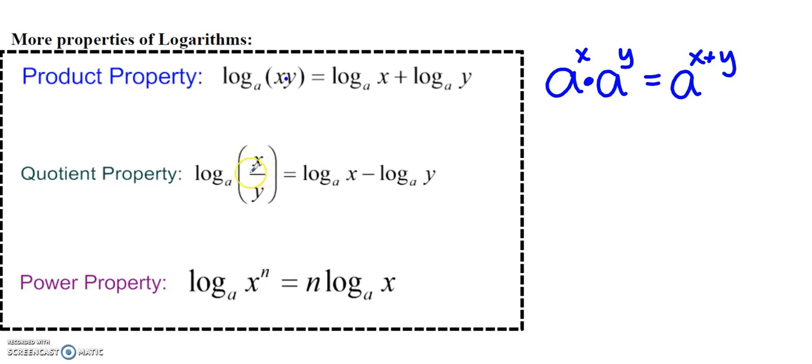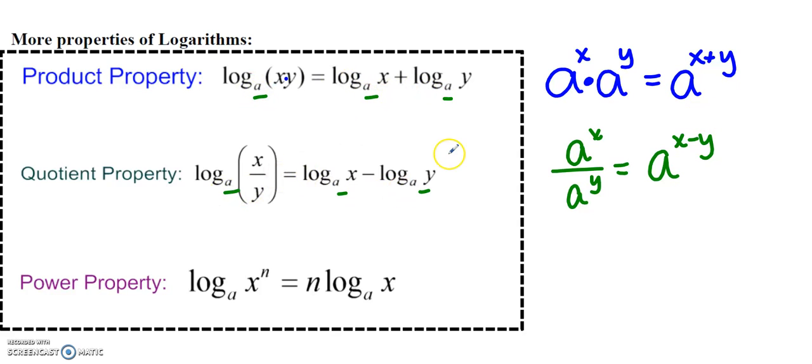This one then we have division, so our quotient happening. We can connect our quotient, x over y, by splitting up with subtraction, log a of x minus log a of y. And that comes from our connection with exponents. When I'm dividing and I have the same base, I end up with a to the x minus y. Okay, again, same base going on here. That's going to be important.